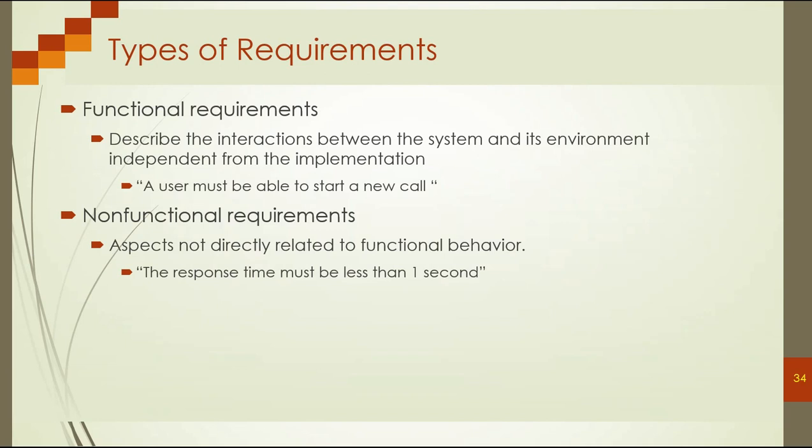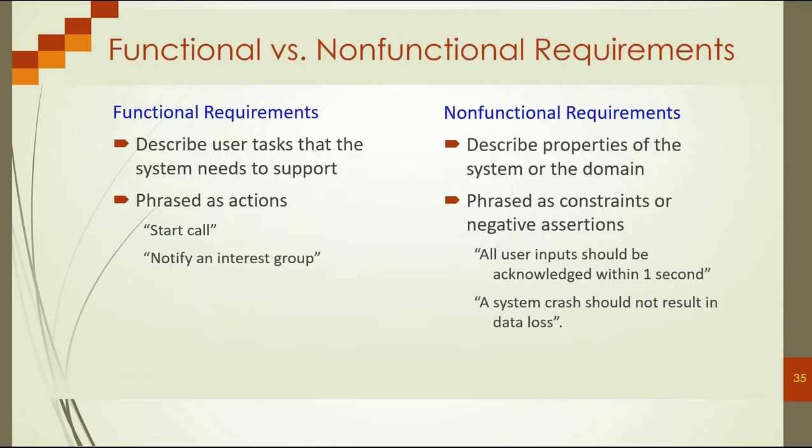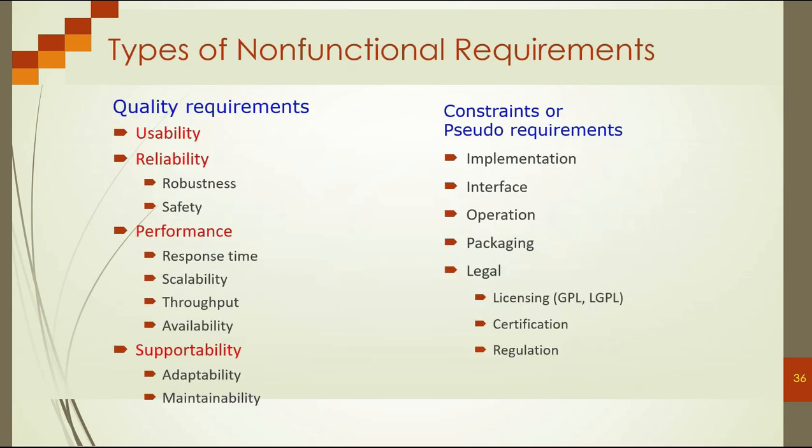For example, we can say, okay, the system is available 24 hours. This is, we can say, non-function. But if we say the system is able to enroll students and delete subjects, this is function. Here is also a description with examples, the same things, but related to non-function.